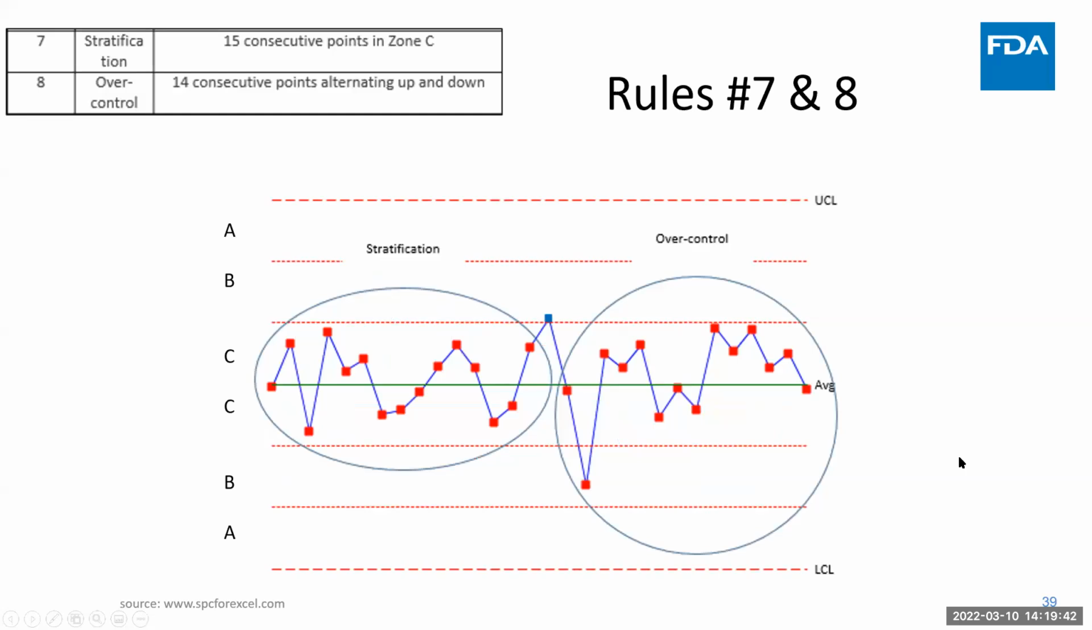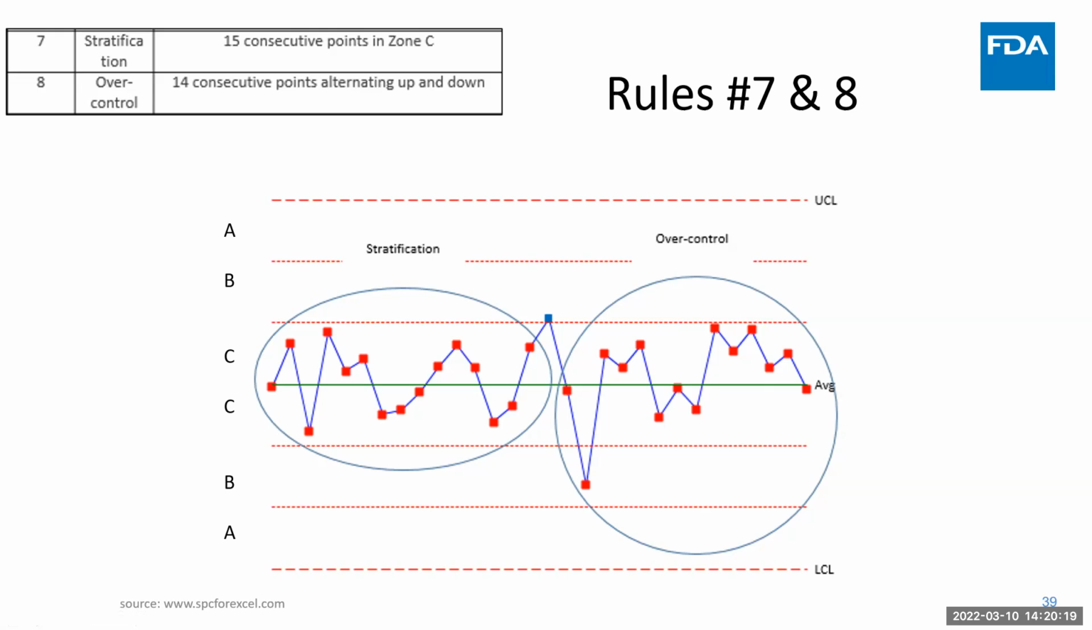Next slide. Rule 7 and Rule 8. Rule 7 refers to stratification and indicates when multiple processes are being included in a subgroup. So if you have work being performed on different shifts and included in the same subsample, if you've collected a sample from different lots and submitted that as a subsample, it's marked by 15 consecutive points in zone C, and that usually means that there's no consistency amongst your subsamples.